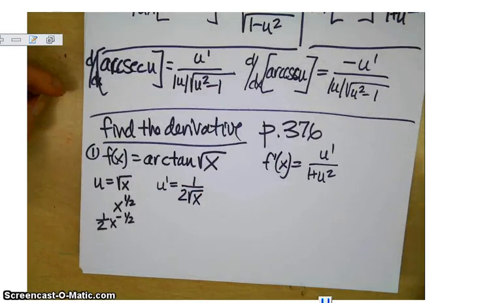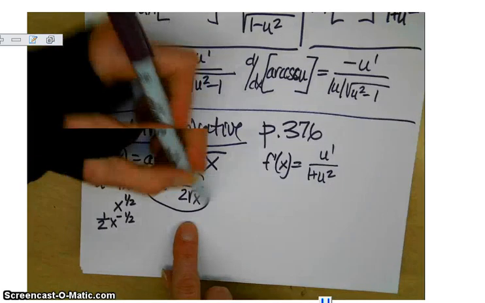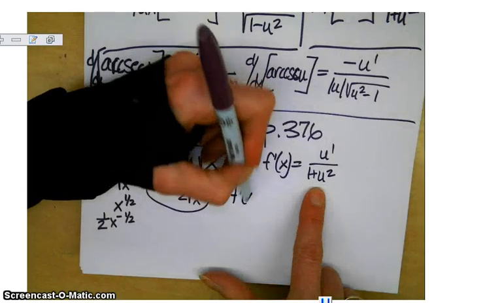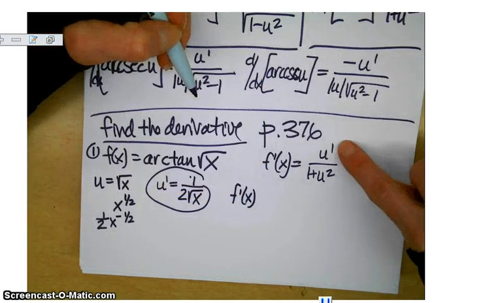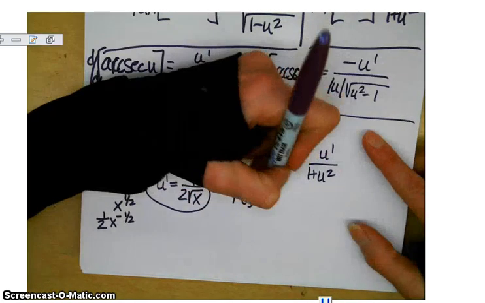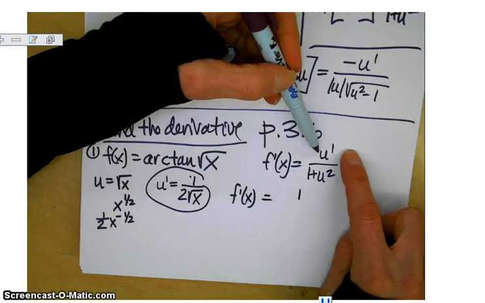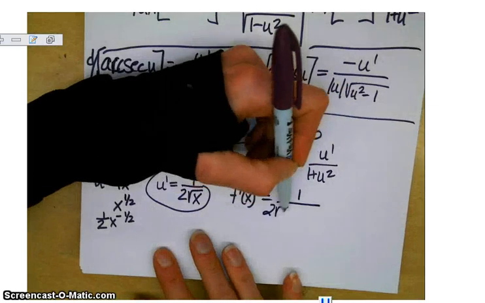I would memorize that derivative. The derivative of the square root of x is 1 over 2 square root of x. It's the same every time. Now I can plug this in. Where is it going to go in my derivative? It's going to go on the top. That's where u prime is. So it's really the same as the 1 going on the top, and the 2 radical x ending up on the bottom.